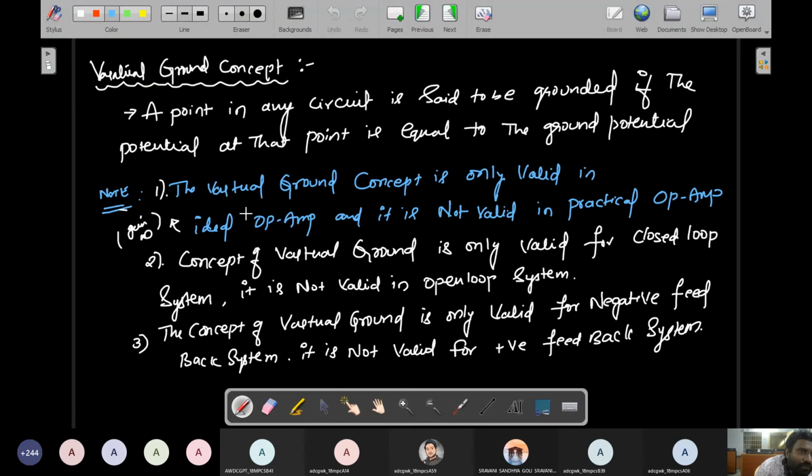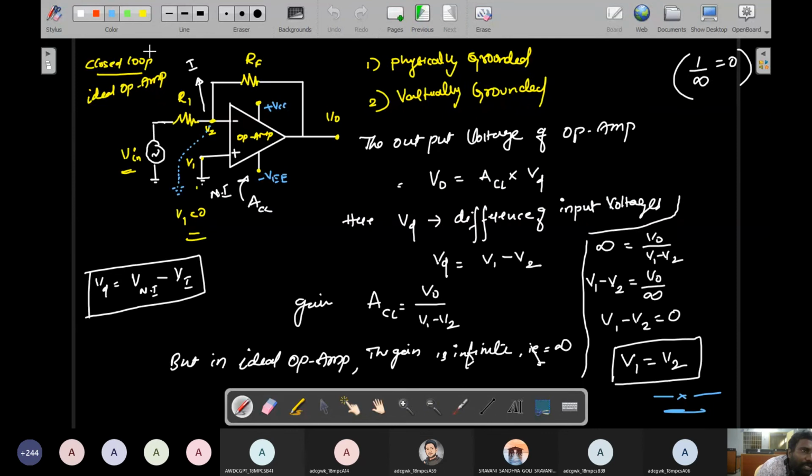After that, I'll explain the virtual ground concept. This is the definition of the virtual ground concept. These are very, very important key points, so these notes are very important. After that, I drew the virtual ground concept diagram, where I am using a physical grounding and a virtual grounding. This is a closed loop ideal op-amp.